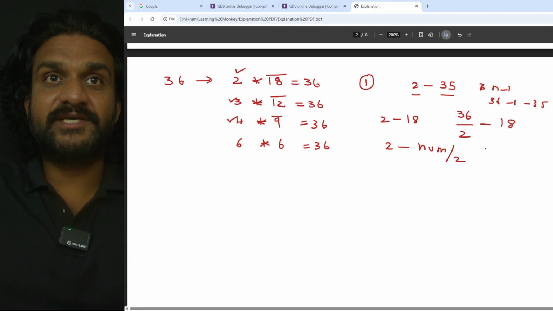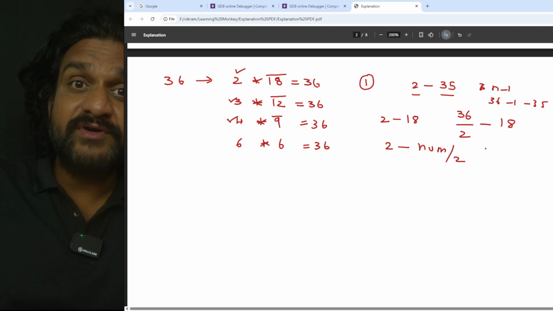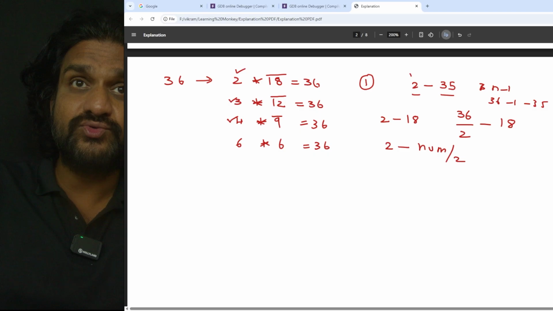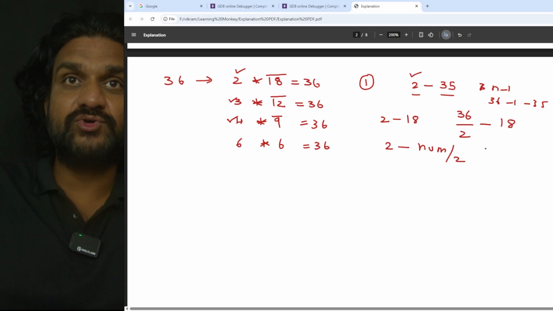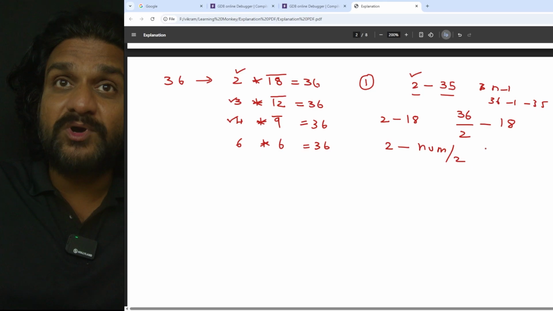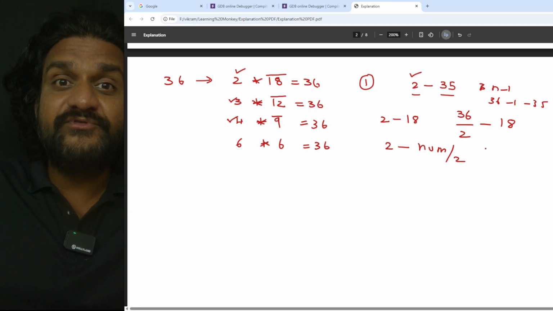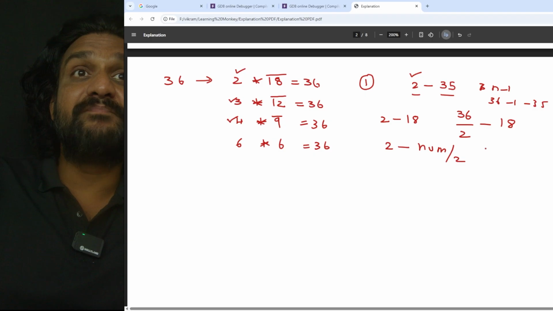So this is the common logic, right? Whenever the number is divisible by the least possible number, which in our case is 2, right? We are going to start from 2. If the given number is divisible by the least possible number, which is 2, then it is obviously going to be the number divided by 2.